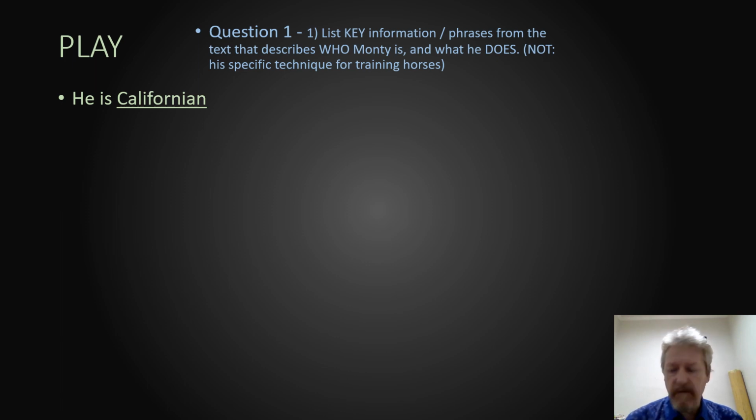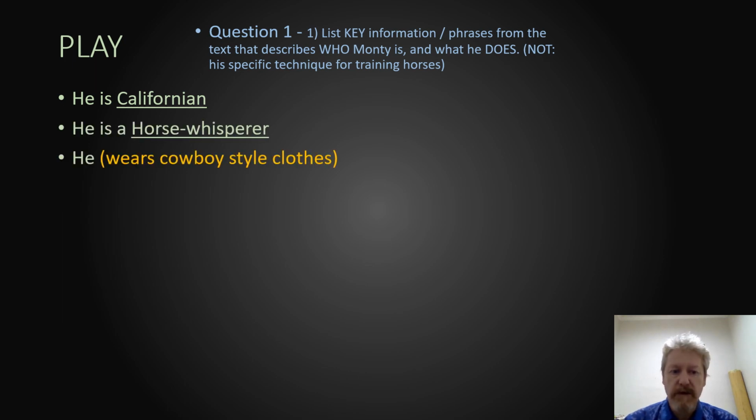Okay, so facts from the text. First of all, he's Californian. That's in the first sentence at the top. He is a horse whisperer.